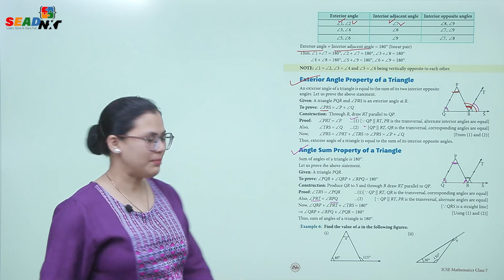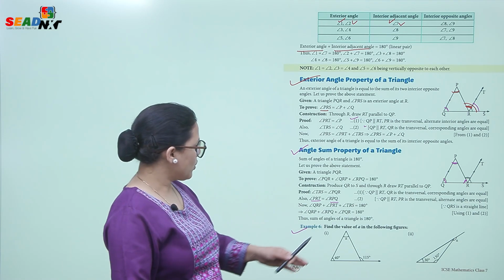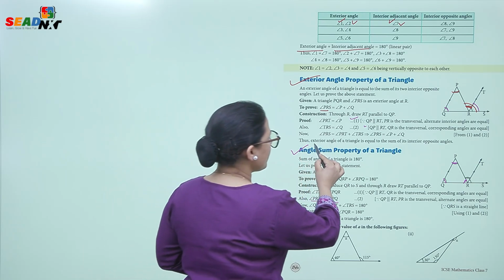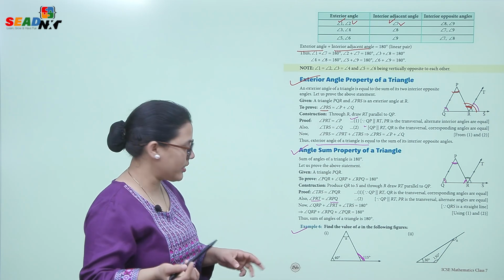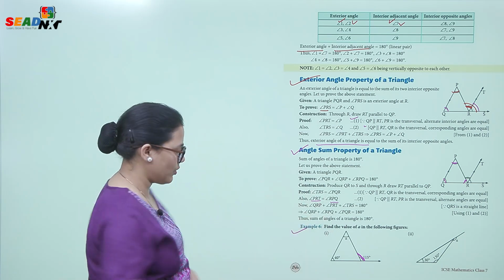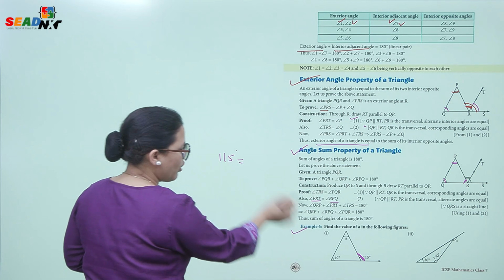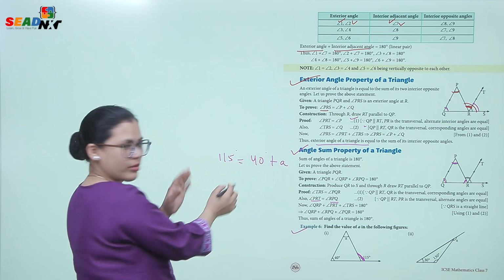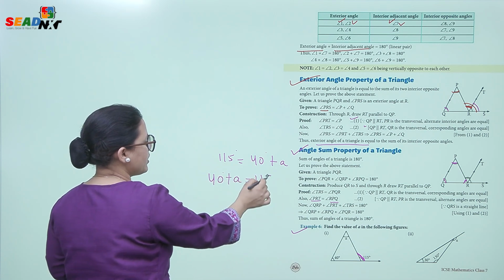Okay, example 6 करते हैं, find the value of A in the following figures. Okay, so what we proved here, see, the exterior angle of a triangle, this is the exterior angle, is equal to the sum of its interior opposite angles. Okay, means ये जो exterior angle है ये किसके equal होगा आपके sum of interior opposite angles, that is 40 degrees plus A, or you can also write it like 40 degrees plus A is equal to 115 degrees.